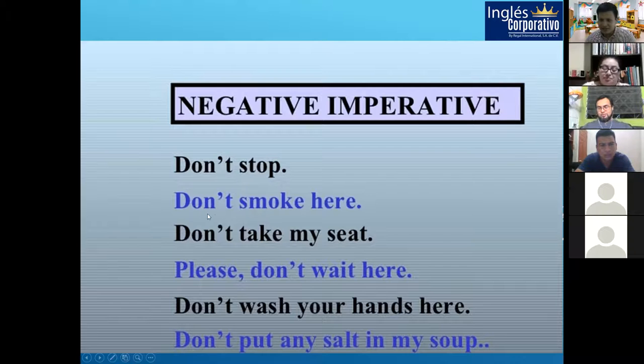Okay, we get this one. Don't smoke here. Okay, don't smoke here, right? Smoke. En este lugar aquí. Yeah, that's good. Okay. Don't take my seat. Okay, very good. Don't take my seat. This happens when you take the bus, right? Okay, don't take my seat. En el bus. Yeah. No tomes mi lugar. Asiento. Very good. Okay. Continue with this.